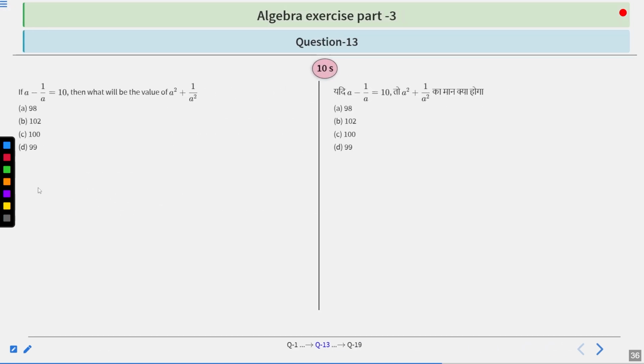Next, if a minus 1 upon a is equal to 10, then what will be the value of a square plus 1 upon a square? And options are option A 98, option B 102, option C 100, and option D 99. These are the options, and I'm giving you 10 seconds to find out the correct answer. After that, I will do the solution for you.